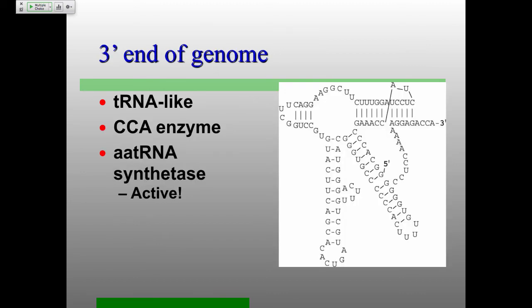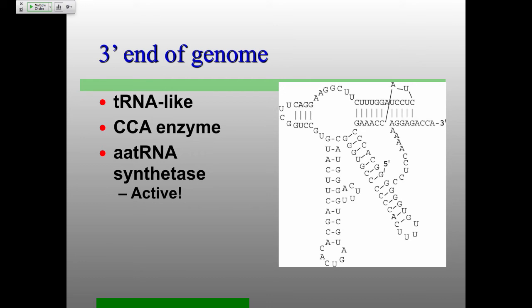Speaking of 3, what about this 3' end of the genome? So I mentioned it's tRNA-like. Well, if you draw out the secondary structure, this to me doesn't look like a tRNA at all. Here's the 3' end. What it does is forms this really interesting secondary structure. And this is the same, actually, at the 3' end of each of those individual genome segments. So they all have this same sequence at the end of the genome.